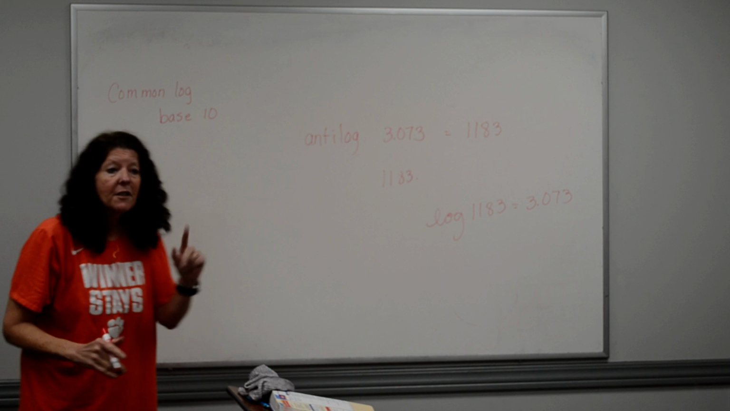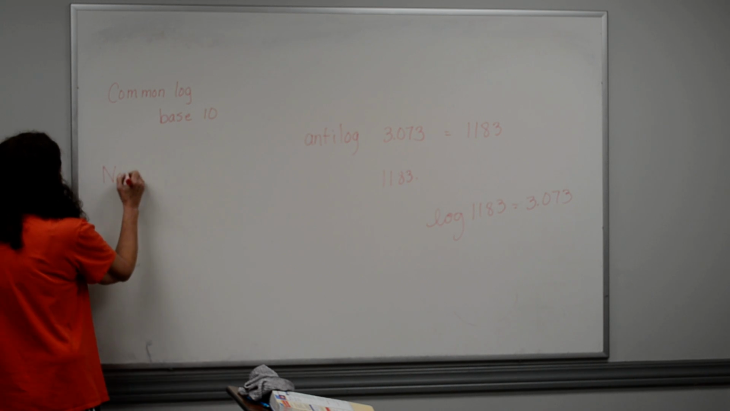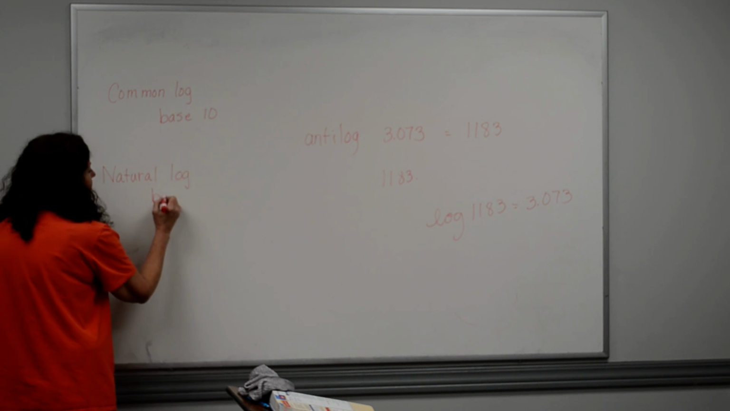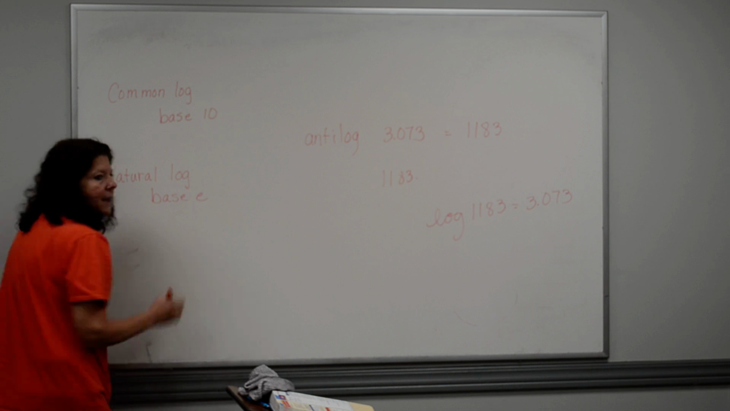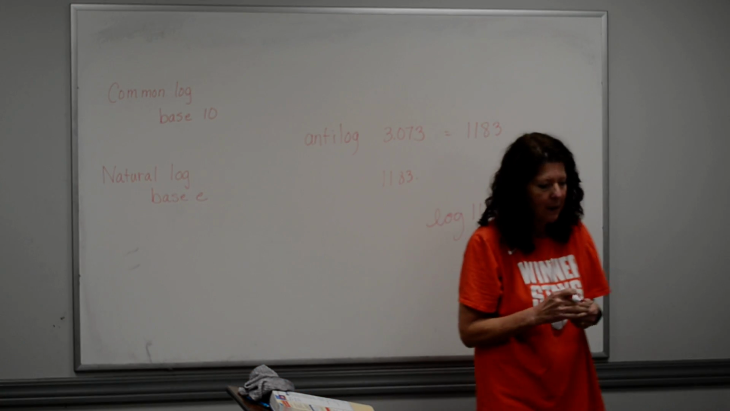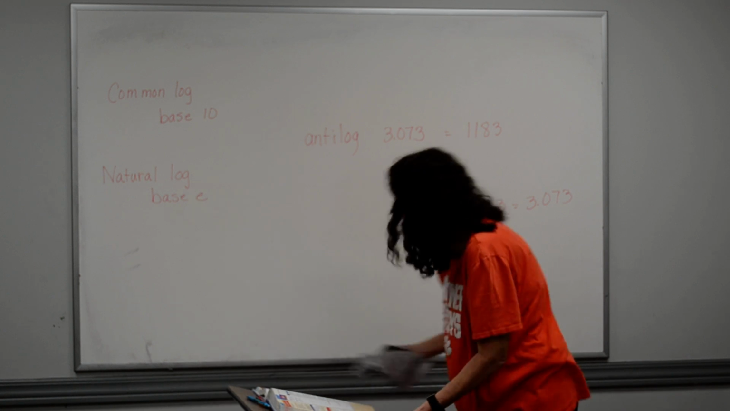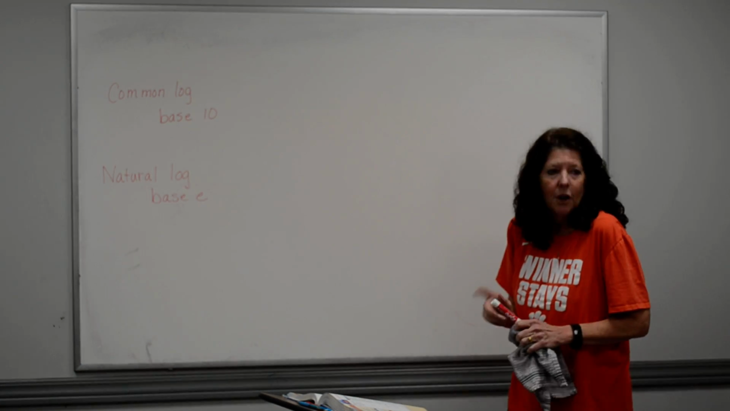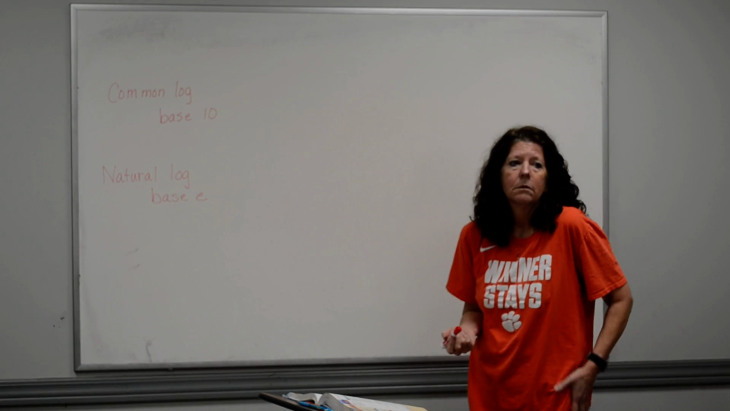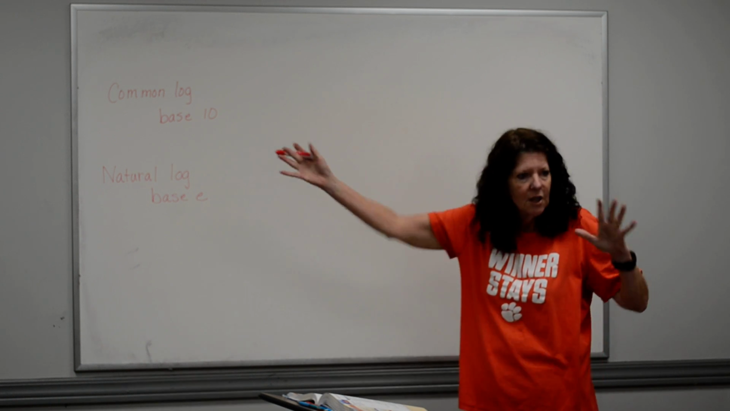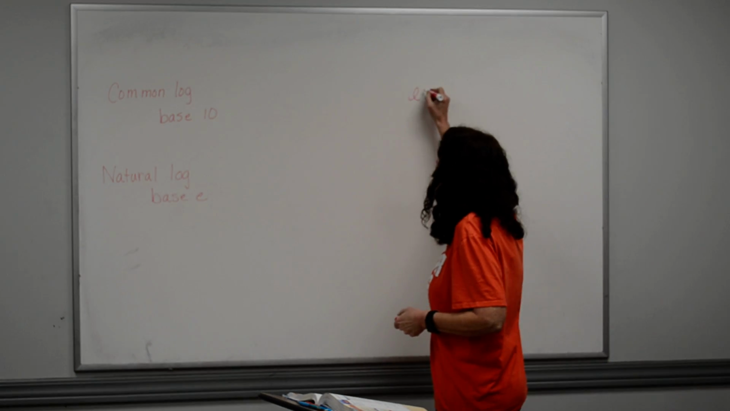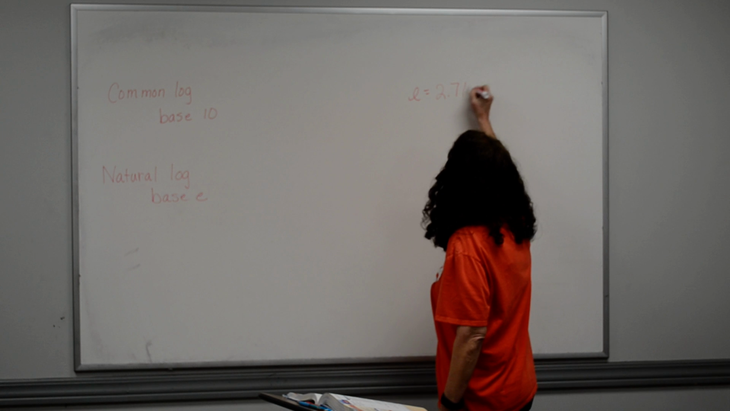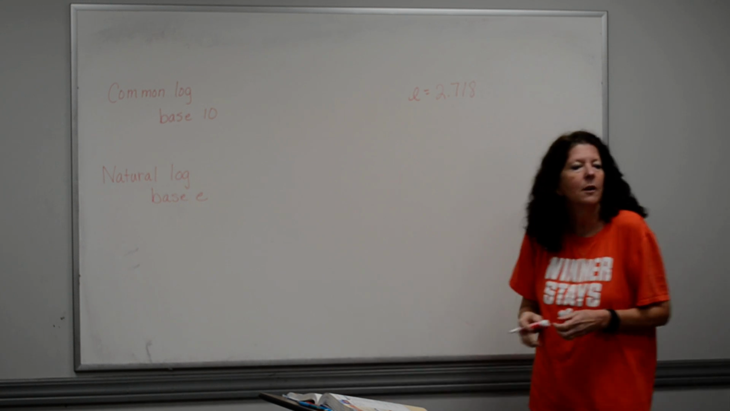But we also want to talk about something called a natural log. A natural log has a base of e. Now that sounds weird, but if you give me a second, we'll discuss it. Again, it's going to be mostly calculator use. What's the value of pi? 3.14, and it continues on forever and ever. The value of e is like pi. It has a value of 2.718, and that continues on forever and ever.